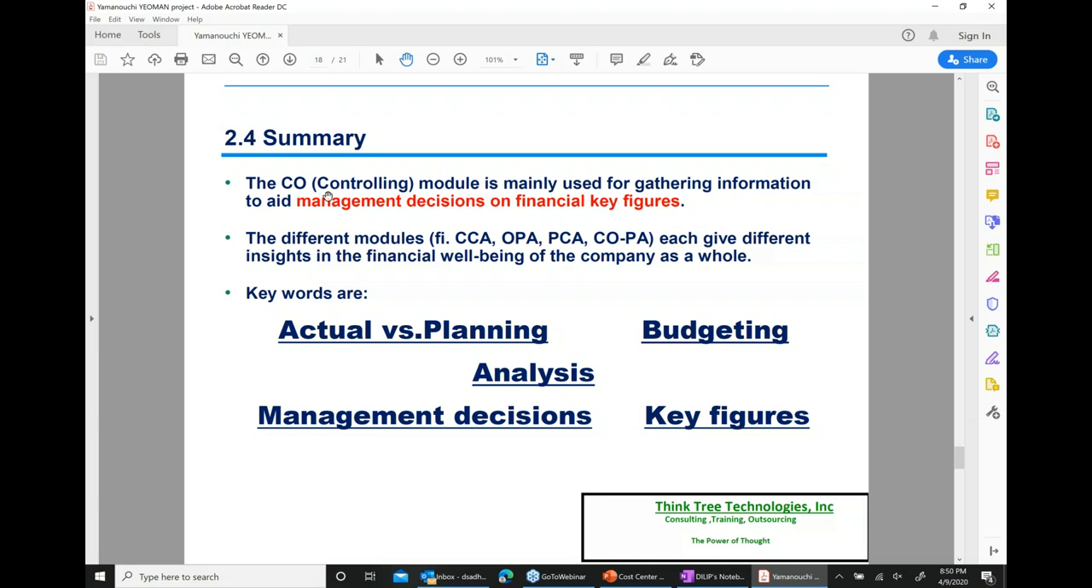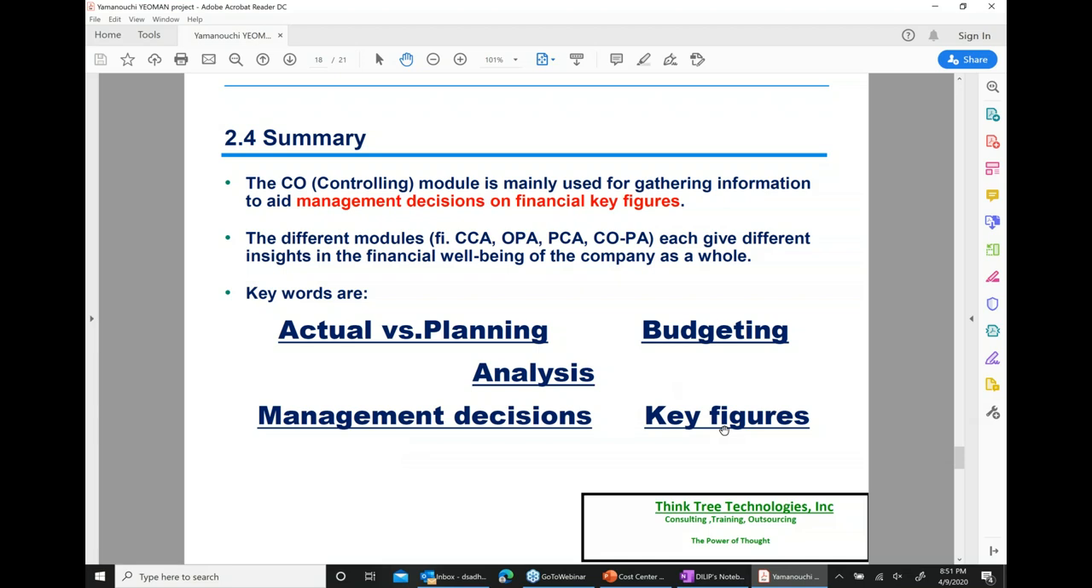So, summary. CO is mainly used for gathering information. It is used for management decision making, where the senior management of the company can take strategic decisions. So if you have to summarize, there's FI, there's CO. In FI, you have different functions: GL accounting, account receivable, account payable, asset accounting, bank accounting, travel management, and all that. And then in controlling, you have different functions: cost center accounting, profit center accounting, internal orders, COPA, cost element accounting, etc., in which you can check your budget, you can check actual versus planning, you can do analysis, you can do your cost efficiency, and you can possibly take various management decisions on the basis of this data.